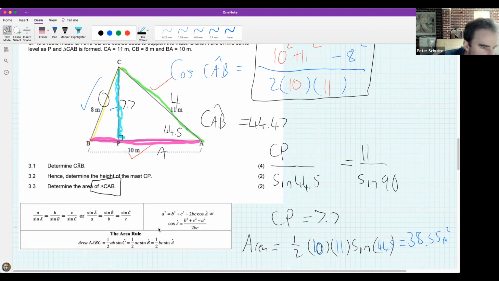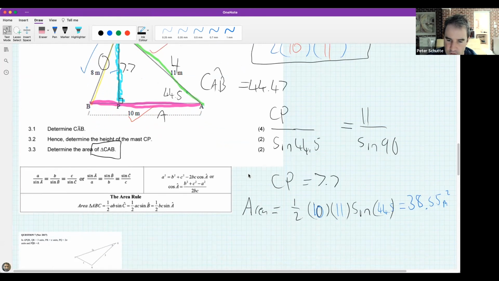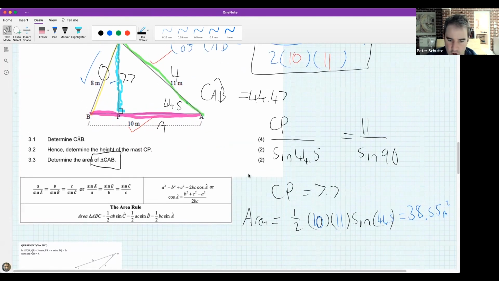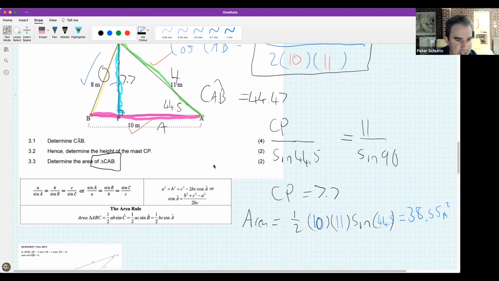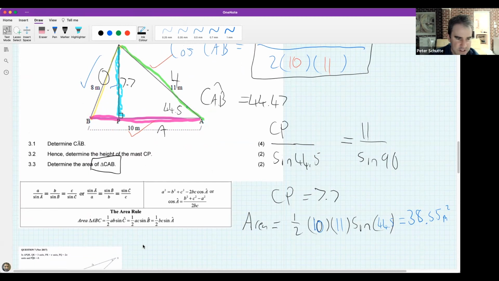Ah, good question. Would it be wrong to use the normal area method? Oh, you know what, you're so right. If you look at the triangle, we have the perpendicular height, it's 7.7. We have the base, which is 10. We could just go a half times 10 times 7.7. You should be getting the same answer. Yeah, so half times 10 times 7.7, and you should get the same final answer. Well spotted. That was really good.